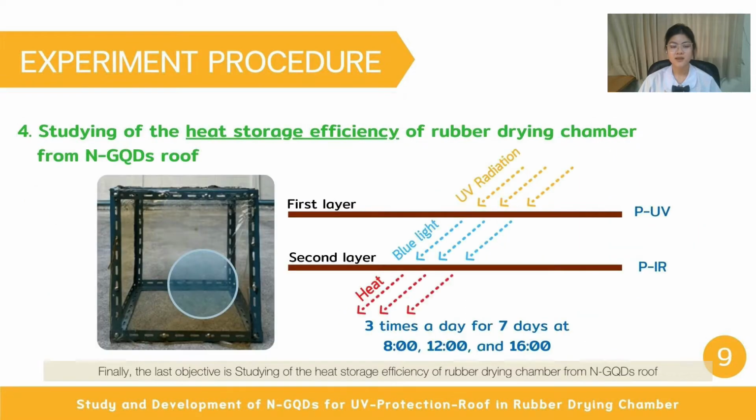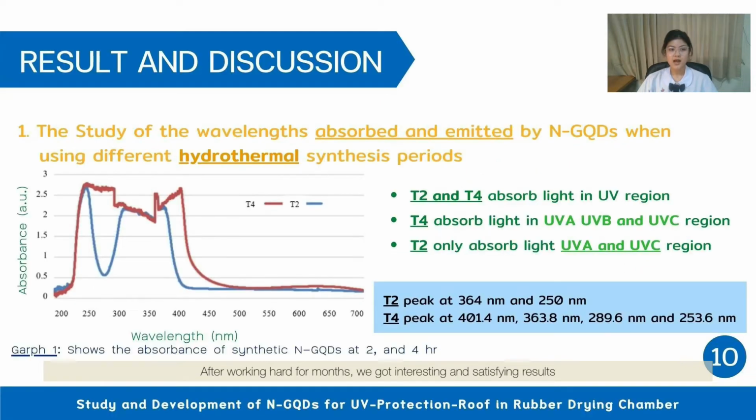Finally, the last objective is studying the heat storage efficiency of the rubber drying chamber from the nitrogen-doped graphene quantum dot roof. We built the drying chamber using two layers. First, PUV at the top part, and second, PIR at the bottom. After that, bring the chamber outdoors and measure the temperature inside and outside the chamber 3 times a day for 7 days. After working hard for months, we got interesting and satisfying results.